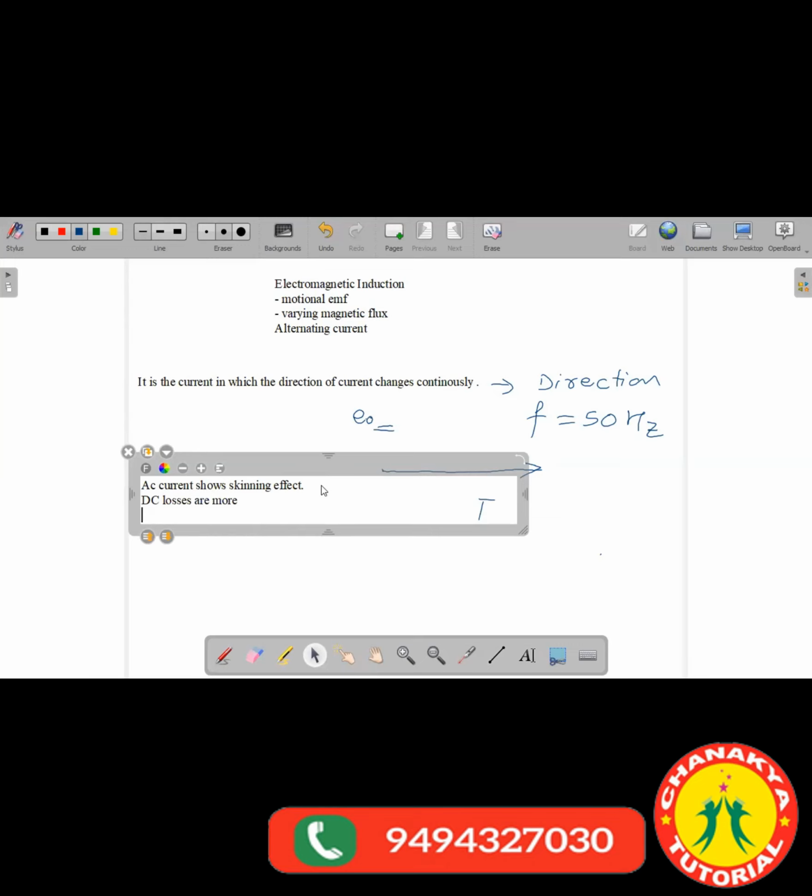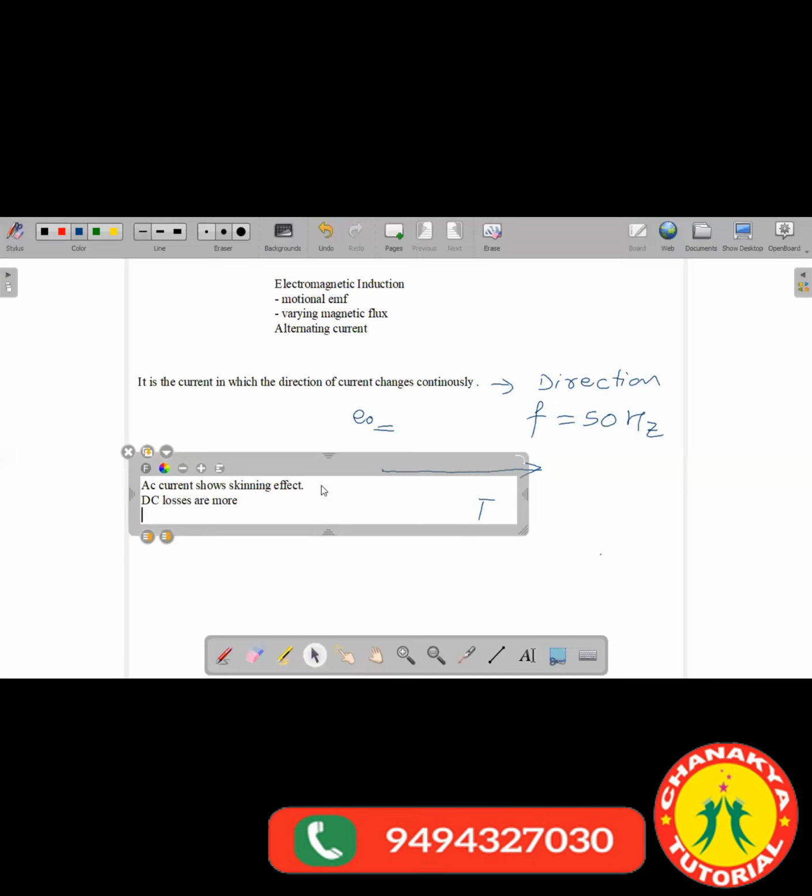Also, there are certain devices which will not work on DC current. For example, an inductor will not work on DC current. Transformers and various other devices will not work on DC current. It's not easy to step down or step up DC, that is, to decrease or increase the voltage of DC. Whereas for AC current, we use transformers to step down or step up the voltages.